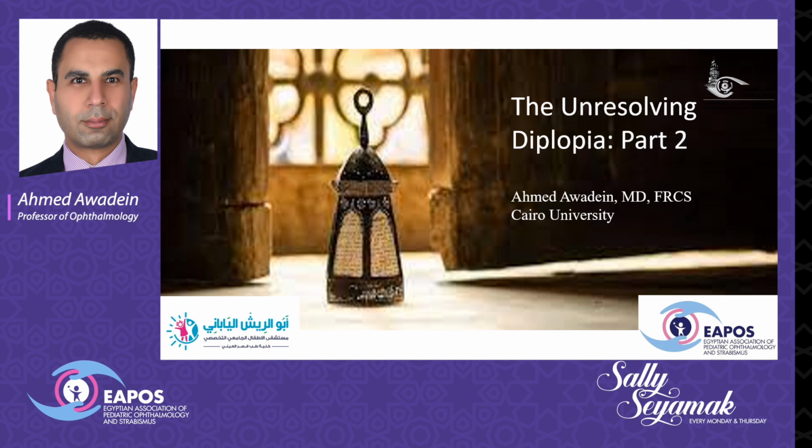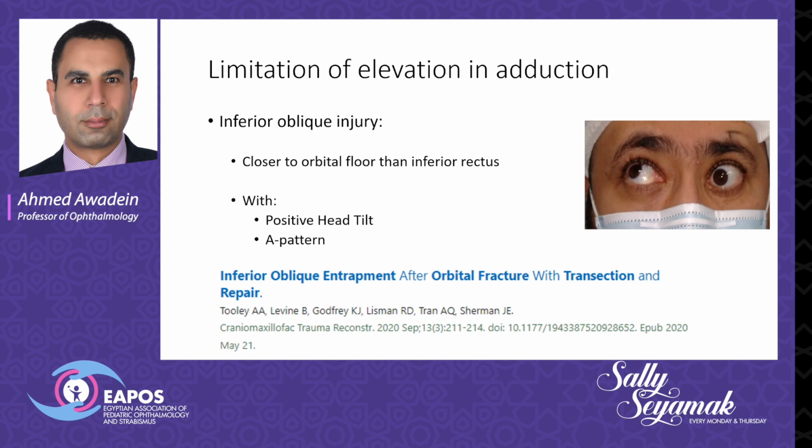The unresolving diplopia, Part 2. In this particular patient, the limitation of elevation in adduction and the hypotropia can be explained by injury to the inferior oblique muscle. The inferior oblique, being closer to the orbital floor than the inferior rectus muscle, can be easily injured, either by the fracture itself or during attempts of repairing the fracture.